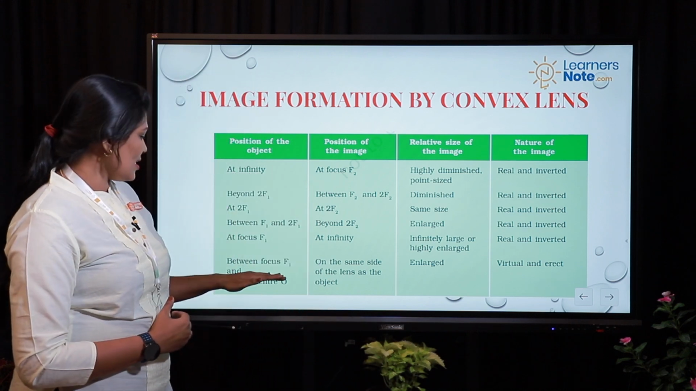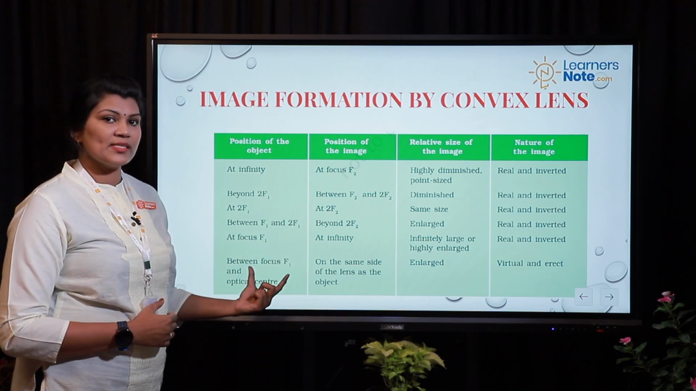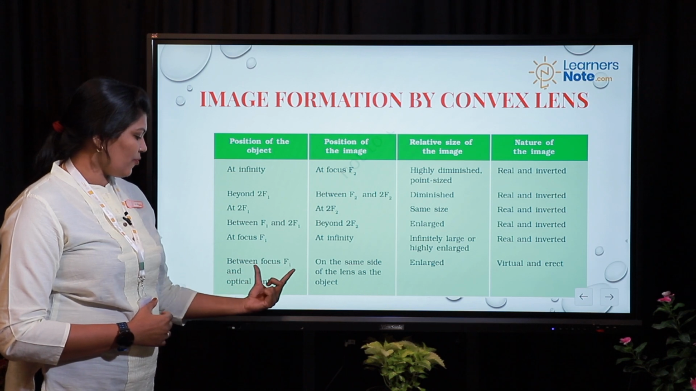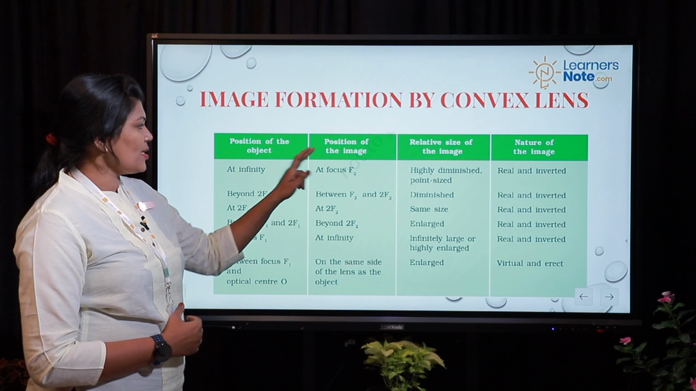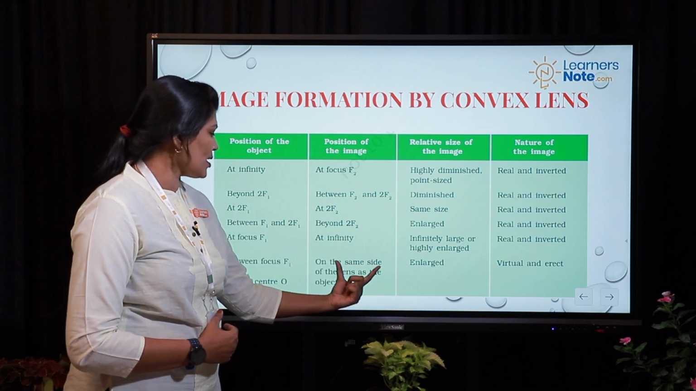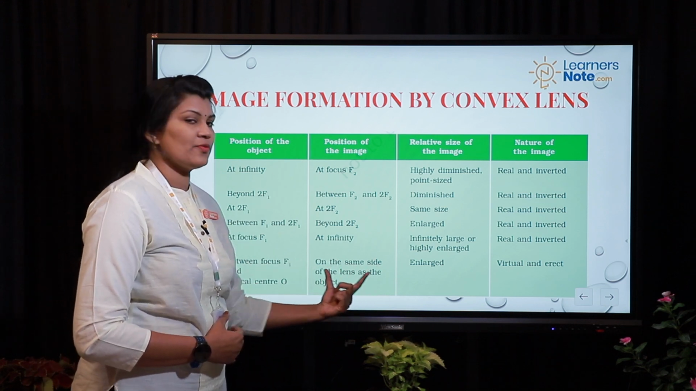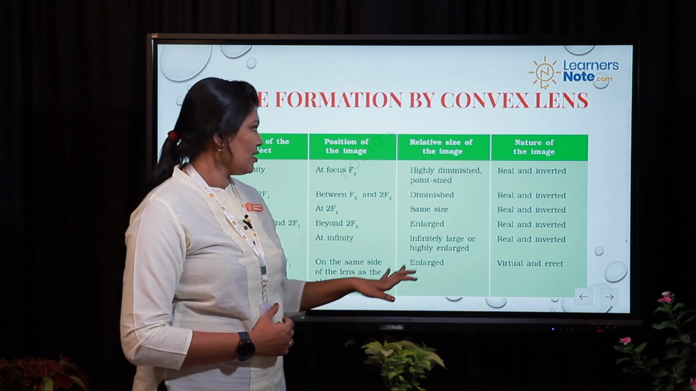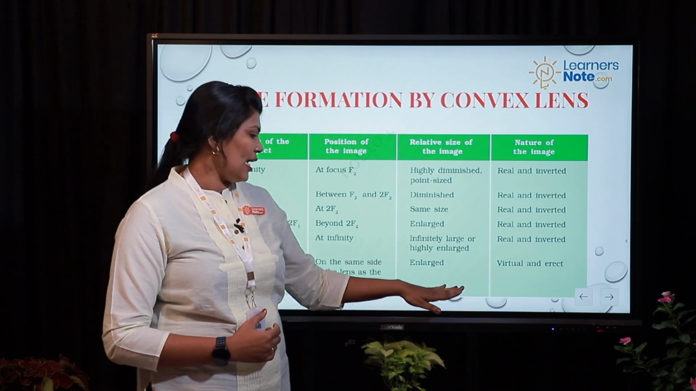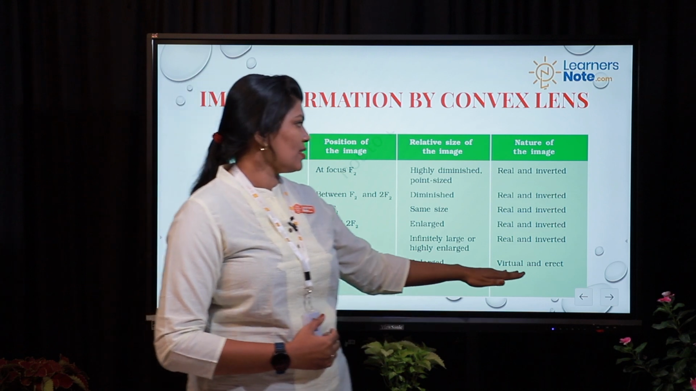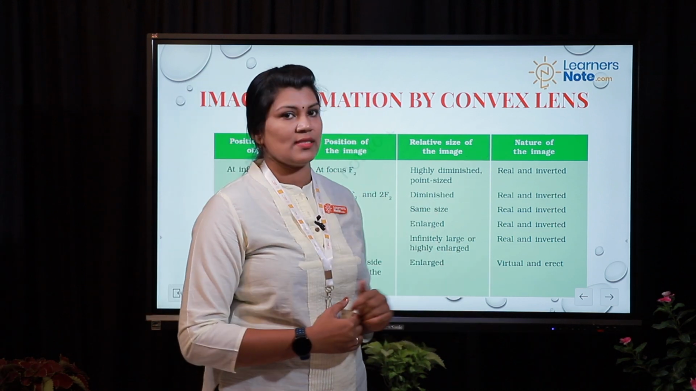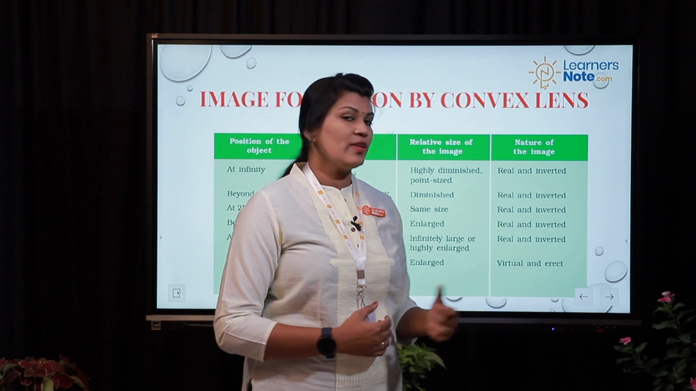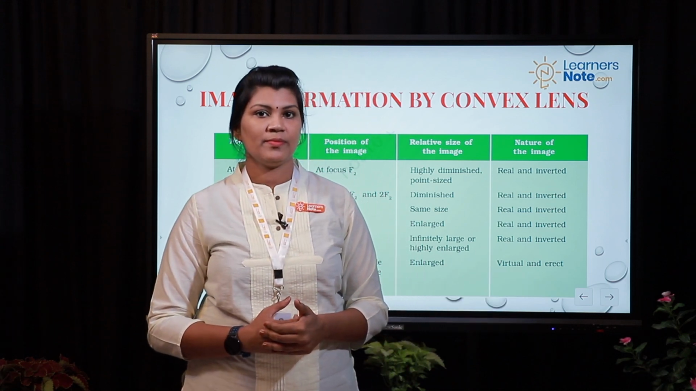Then in the last case, if we are placing the object between f1 and the optical center O, what will happen? The image will be formed on the same side of the lens as that of the object. The size will be enlarged, but the nature of the image will be different from these cases. That is, the image will be virtual and erect.